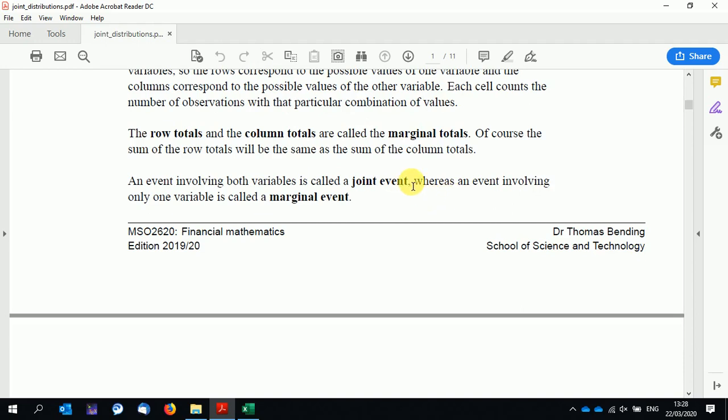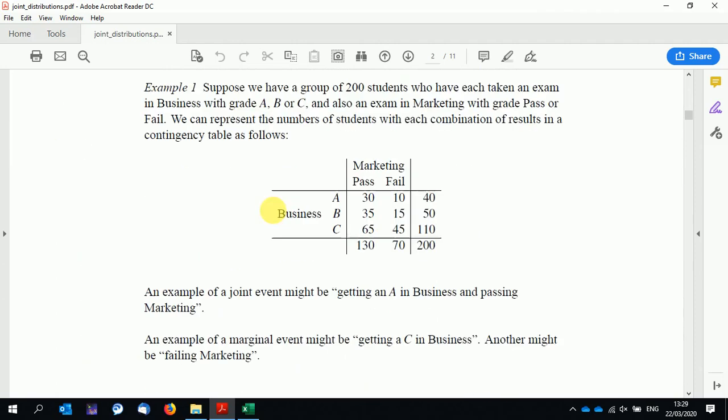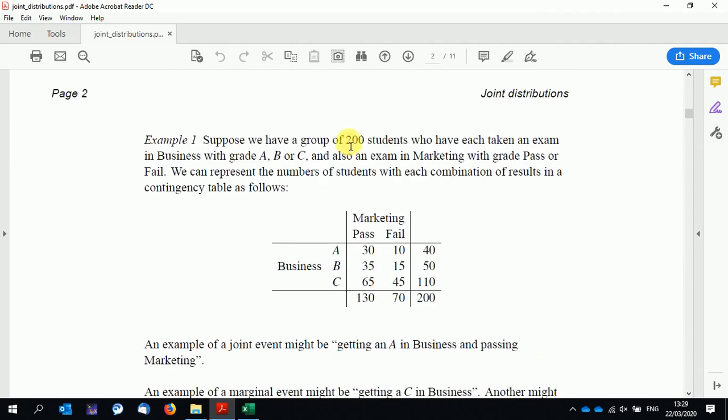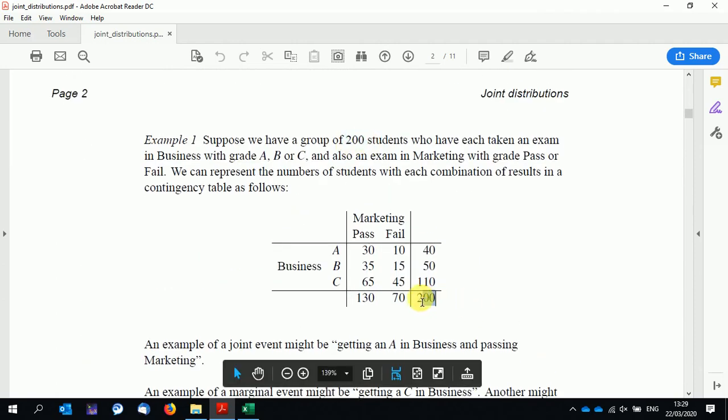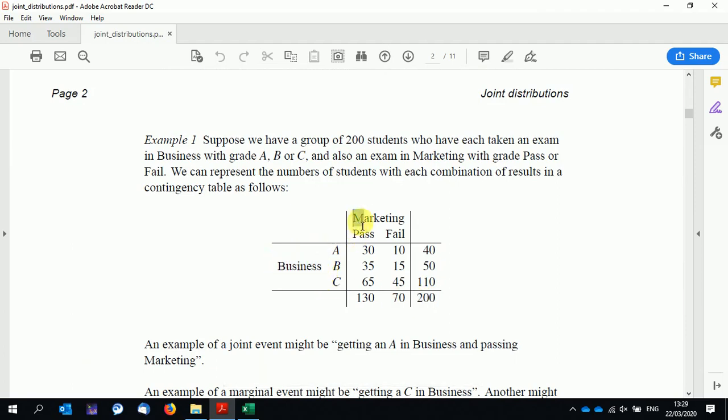And we need to understand the meaning of joint event and marginal event as well. So if we look at this table, we have 200 students. We have, let's say, two modules, business and marketing, where the grading system is different. In business we have grade A, B, and C, whereas in marketing we have pass and fail. So take some time and understand the meaning of these six values here: 30, 10, 35, 15, 65, 45.